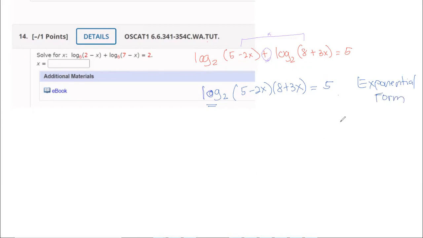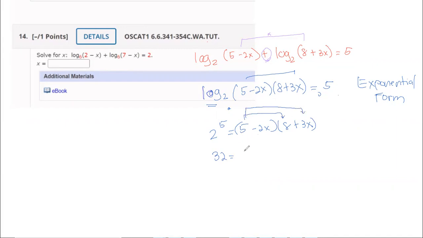Okay. All right, base, exponent, all of these arguments. So 2 to the power of 5 equals (5 minus 2x)(8 plus 3x). 2 to the power of 5 is 32 equals, well, this is binomial times binomial, so we will have to multiply them. That means 5 times 8 and also 5 times 3x.